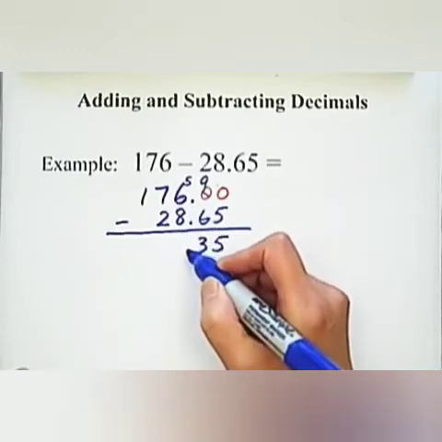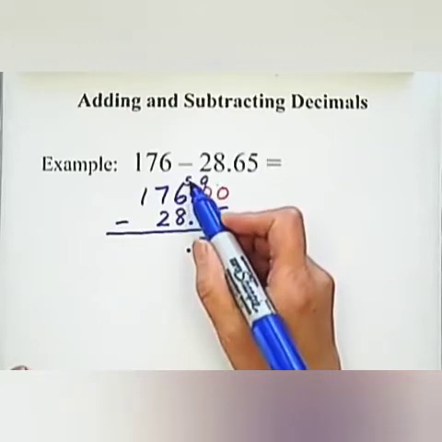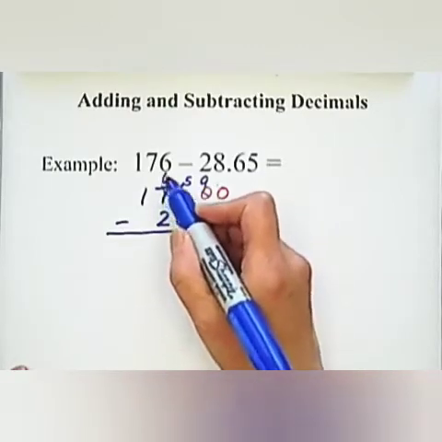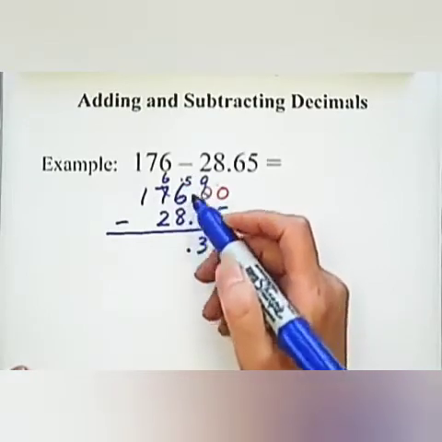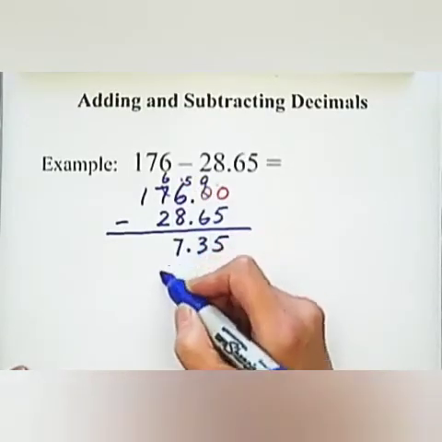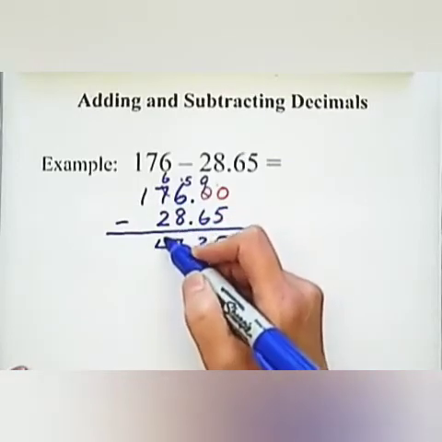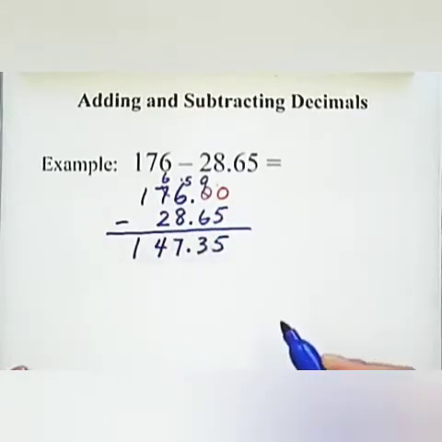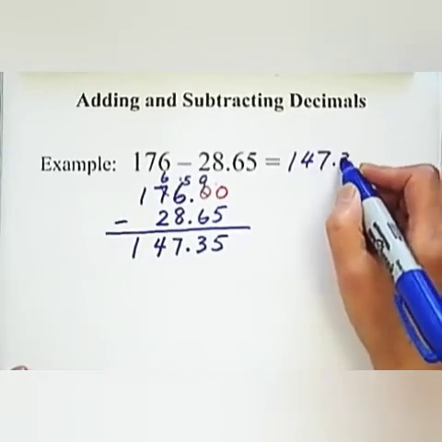This is the decimal here. But the 5 is smaller than 8, so we need to borrow 1 from 7. 6 becomes 7. So this is 15 minus 8, which is 7. So 6 minus 2 equals 4, and 1. So the answer is 147.35.